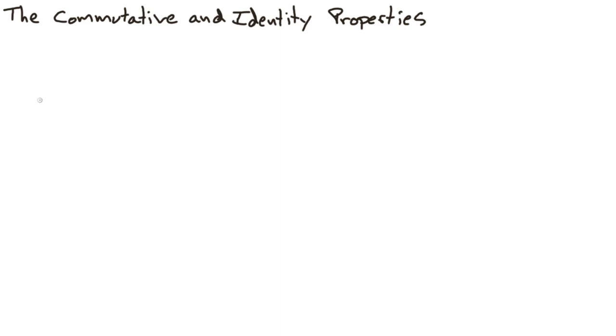The commutative and identity properties. Okay, there's two of these. There's one for addition and one for multiplication. So the commutative property of addition, and then you also have the commutative property of multiplication.